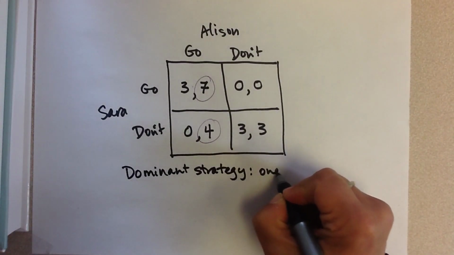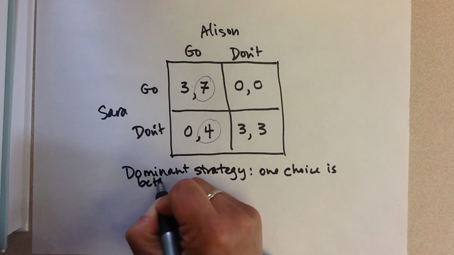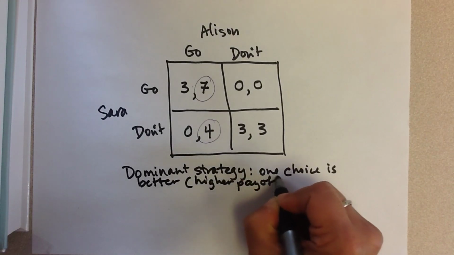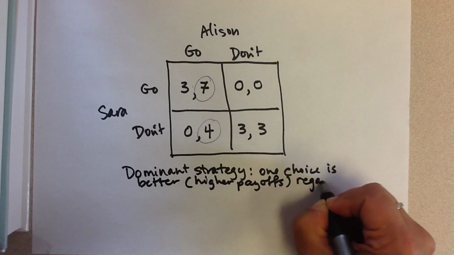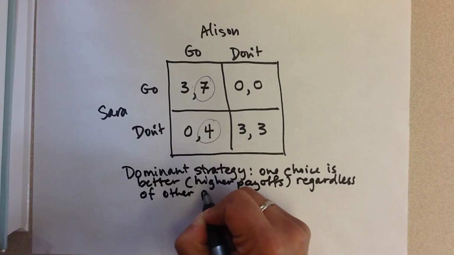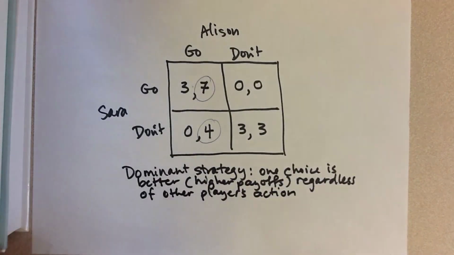Okay, so one choice or one action is better, meaning higher payoffs, regardless of what the other player does. So she really has a go-to strategy, right? It's a no-brainer. She should go because it's better for her to go no matter what I do. So she doesn't need to think about what Sarah might do. She's just saying it totally makes sense for me to go.